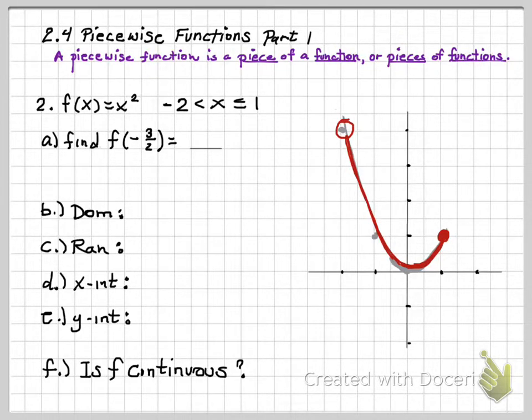Okay, welcome back. Here we go with part A. We want to find f of -3/2. That means we want -3/2 quantity squared, right? So I know this is going to be a positive number, and because negative times negative is positive, 3 times 3 is 9, 2 times 2 is 4, and that's how you handle that, all right?